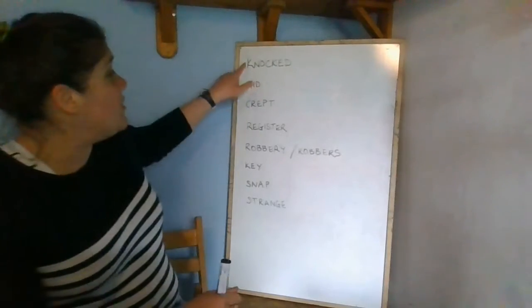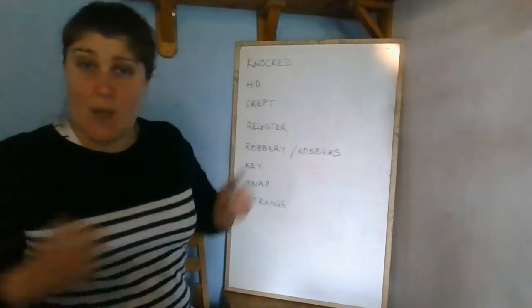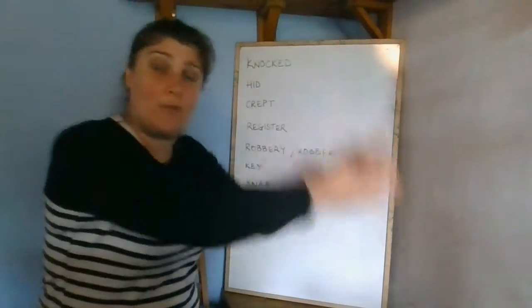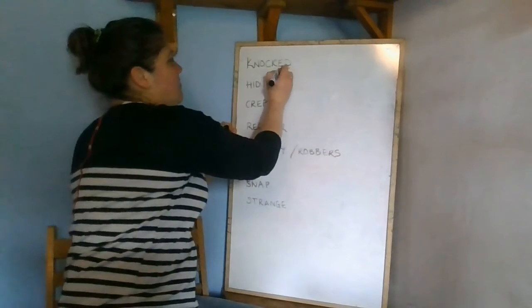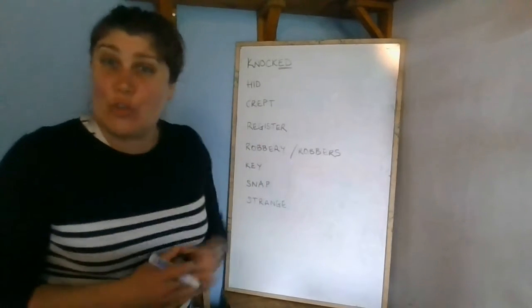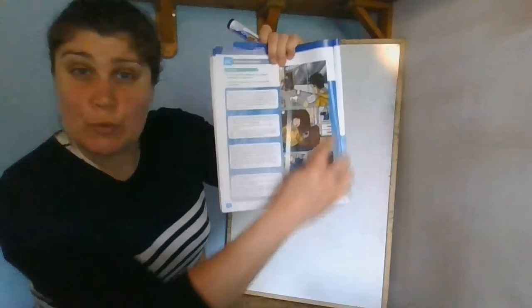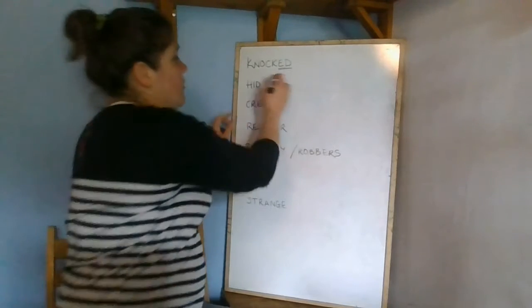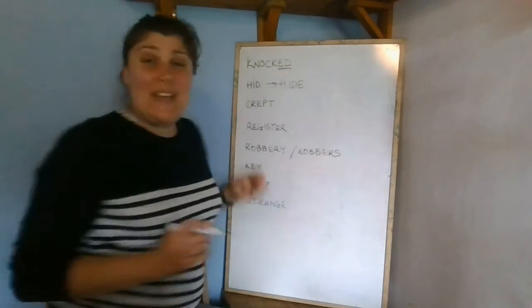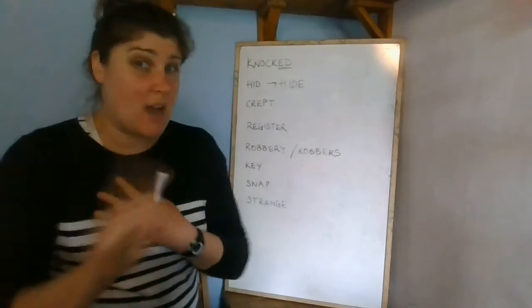The first one is knocked. To knock on the door. This is knocked. Is this in the past, the present or the future? Good, it's the past. How do you know? ED, excellent. So, knocked on the door. The next one is hid. If you look at picture 2 on page 72, the boy is hiding behind the sofa. So hid is in the past. The verb is hide. To hide is to cover yourself so another person can't see you.